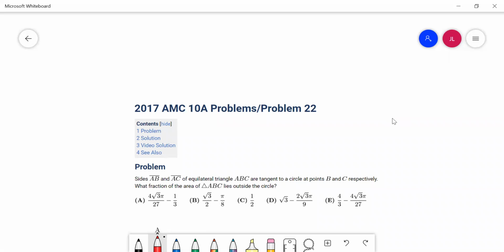Now we're going to look at another AMC 10 question. This is 2017 AMC 10A problem 22. Sides AB and AC of equilateral triangle ABC are tangent to a circle at points B and C respectively. What fraction of the area of ABC is left outside of the circle? Okay, so we're going to look at a fraction.